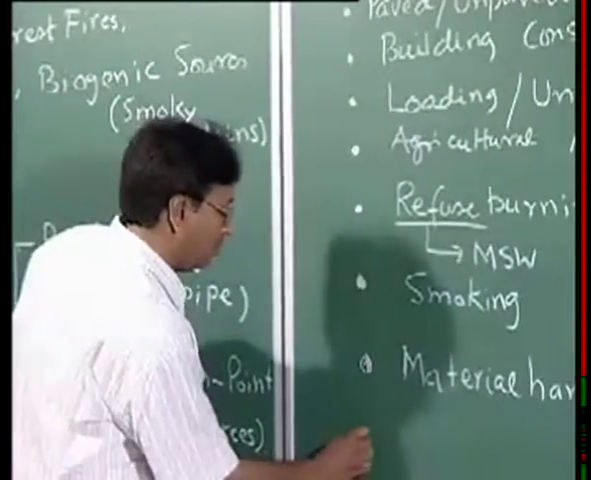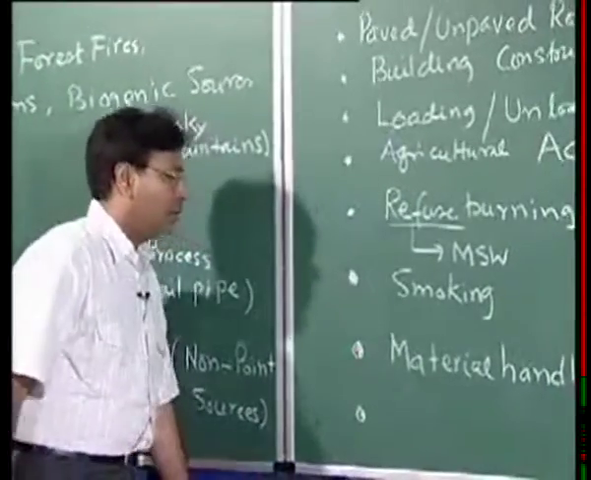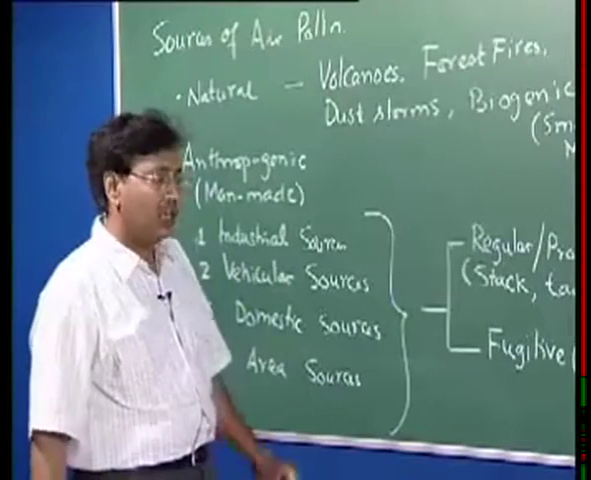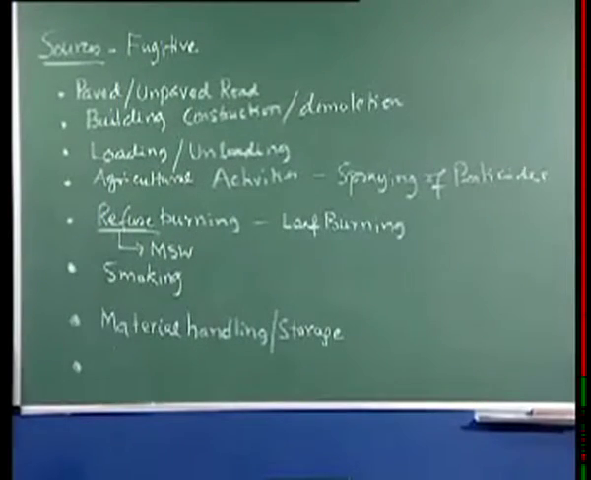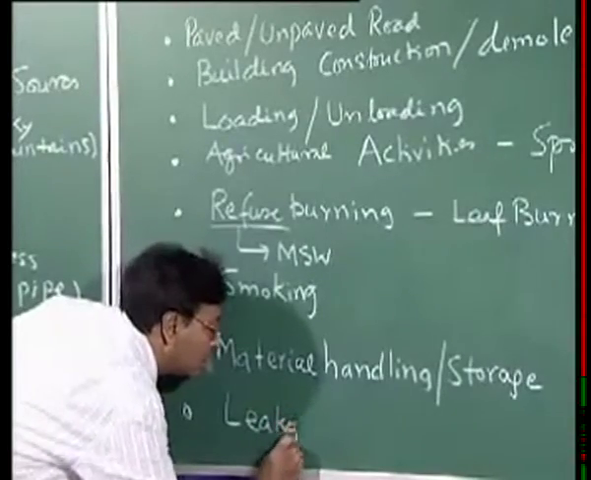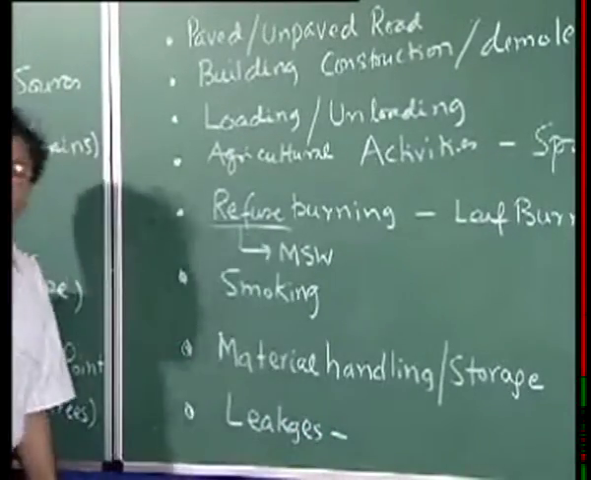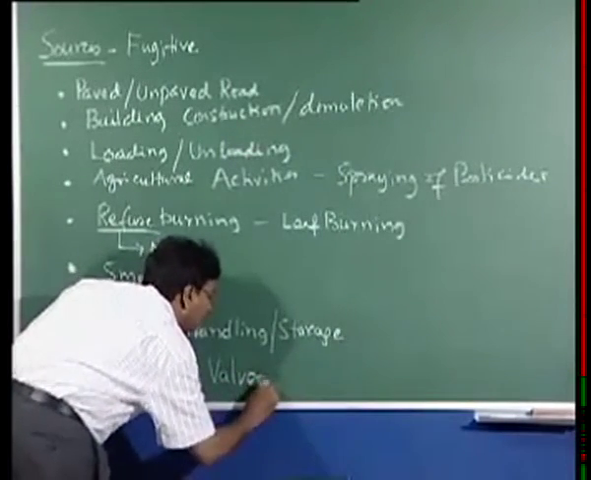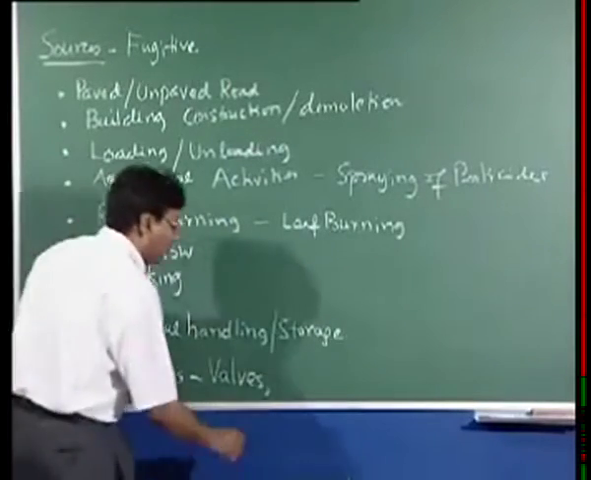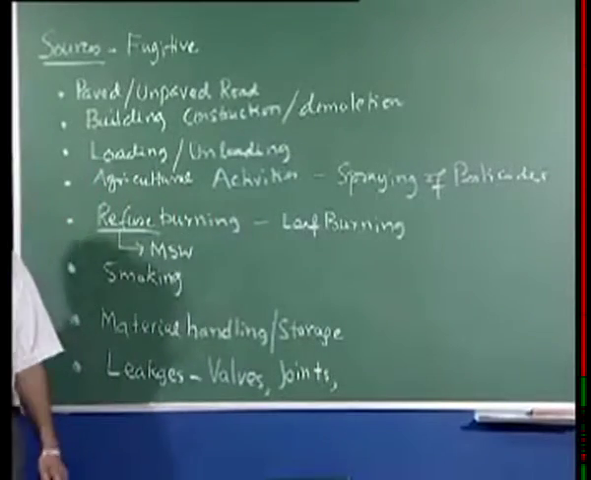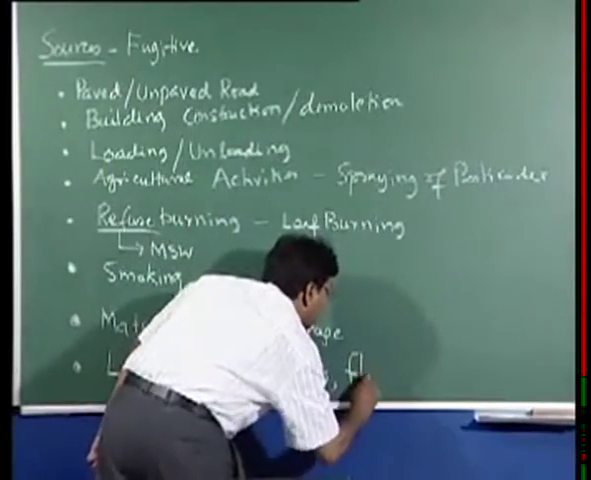Okay, some more examples. Let's fill up this board with examples. Material handling, storage, smoking, refuse burning, agriculture activities, loading, unloading, and things like that. We should also not forget the emissions that may come out from the industrial area, from leakages. Leakages of what? There could be valves which may leak. There could be joints that leak and cause air pollution. There could be flanges that can cause serious problems.